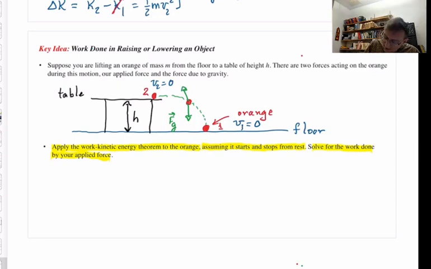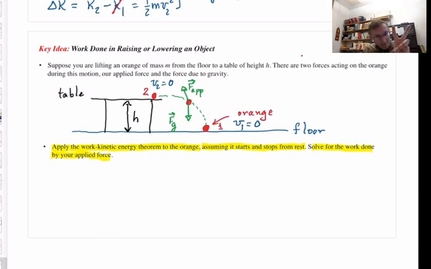The beauty of this calculation is I don't need to know the details of my applied force to calculate the work the applied force does. In this case, I'm going to show you how. And that applied force doesn't even have to be constant. In fact, it probably can't be. I'm probably going to have to adjust my applied force to get the orange to move along this trajectory and then leave it at rest at point 2. But my applied force is going to be very complicated. Definitely not constant. Yet I want to calculate the work done by my applied force. Seems like a hopeless job.